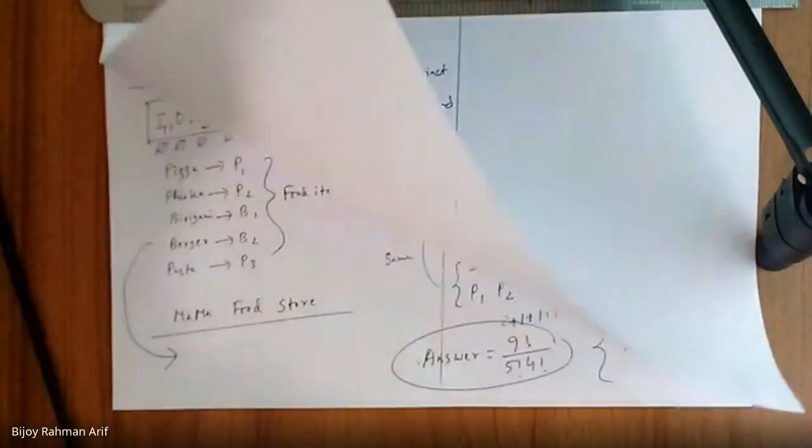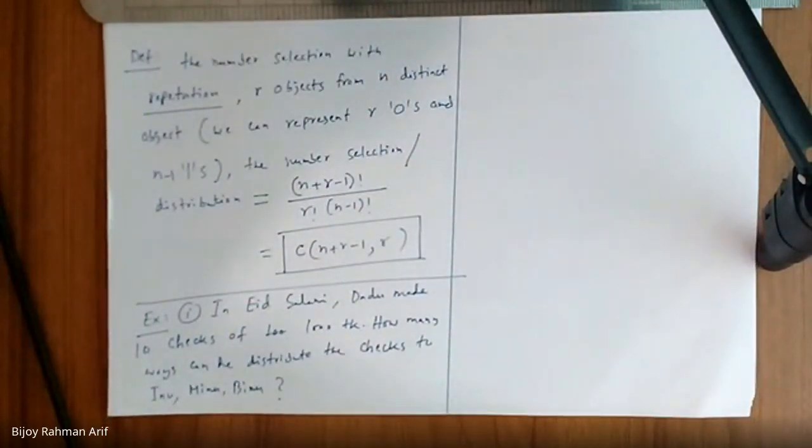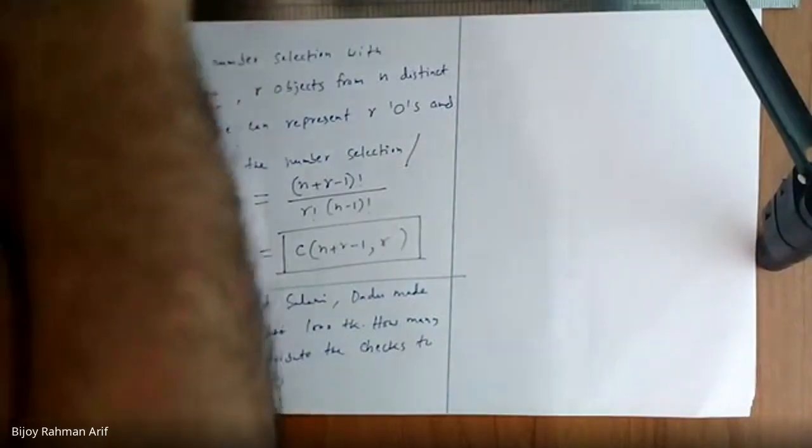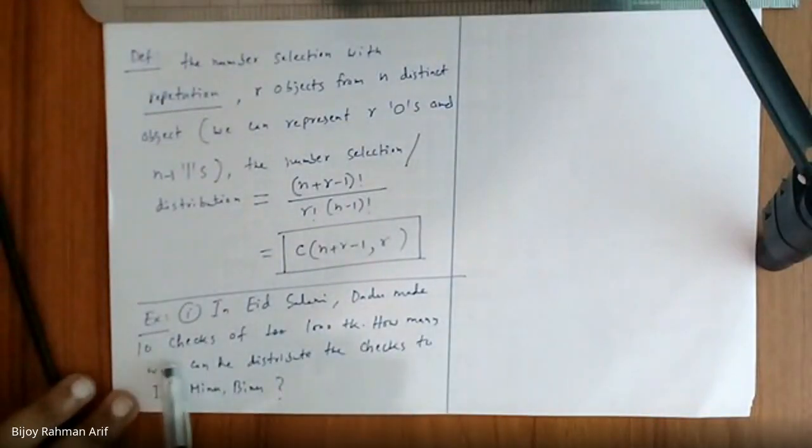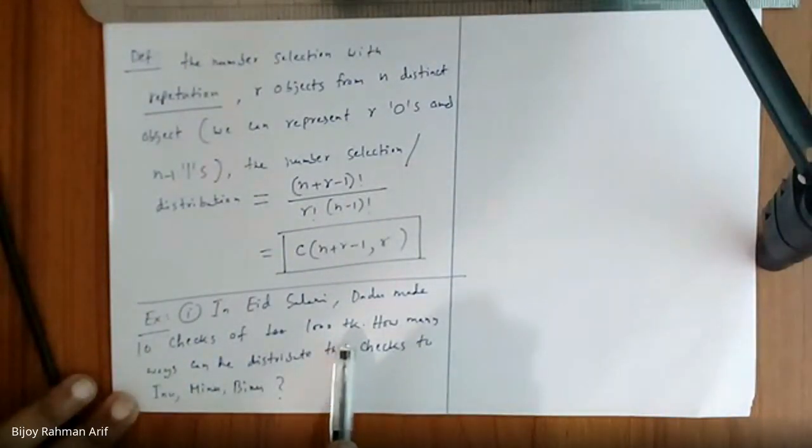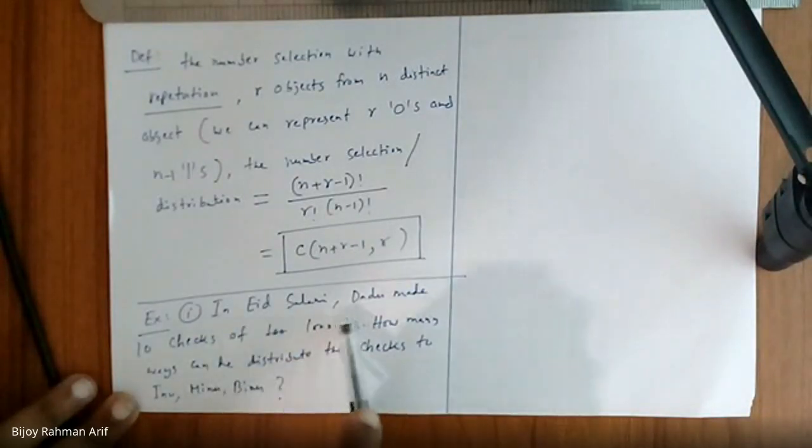So what did you answer? Tell me please. Is the question clear to you guys? Sir, he made 10 checks and he'll distribute it among 2 people. No. In Eid Salami, Dadu made 10 checks of 1000 taka. How many ways can he distribute the checks to Inu Binu?